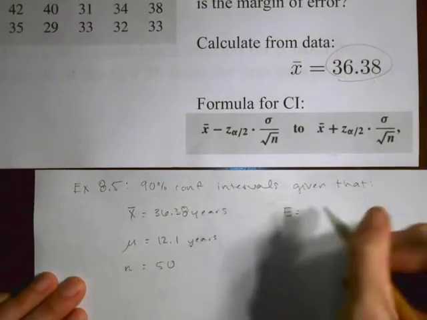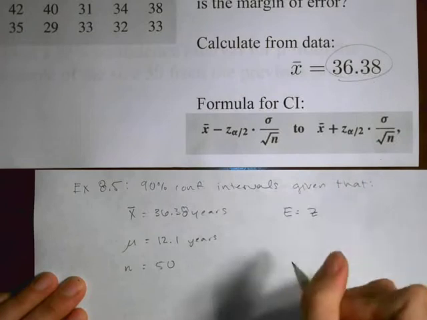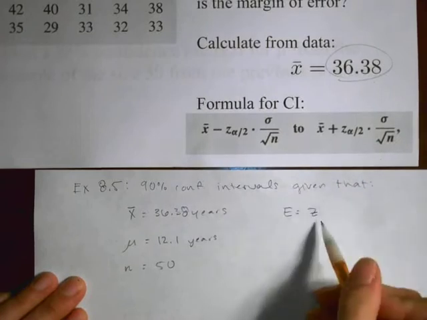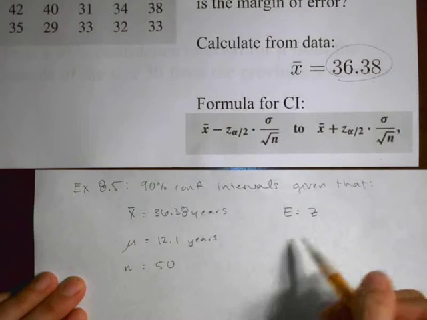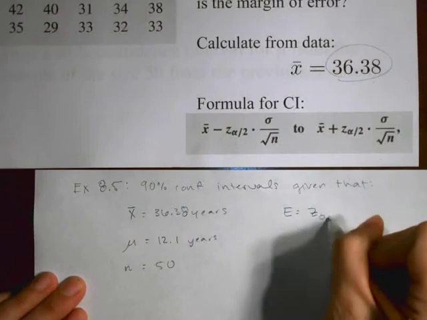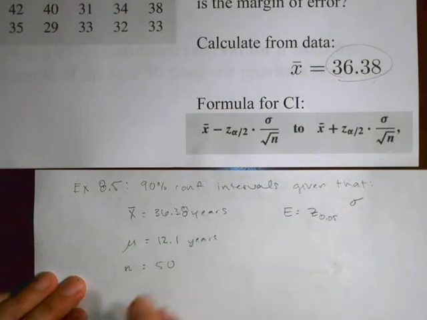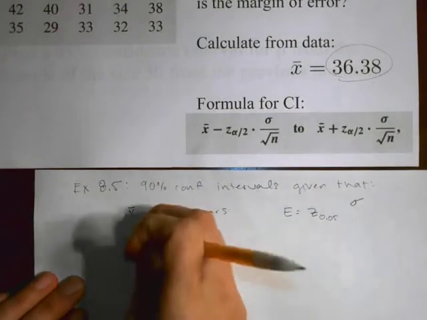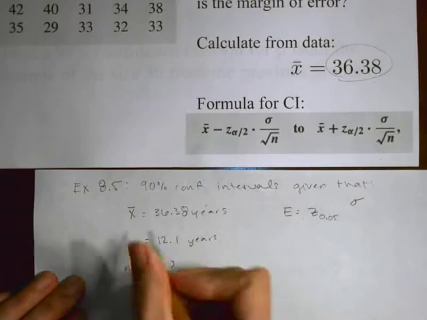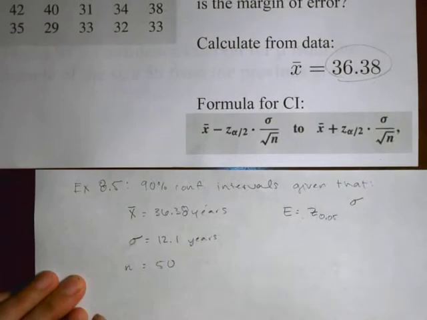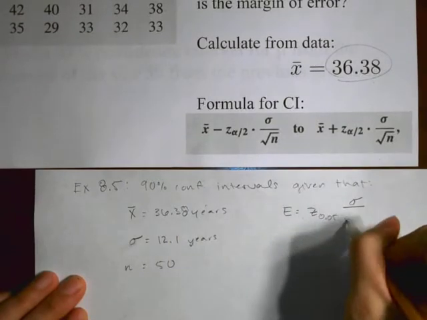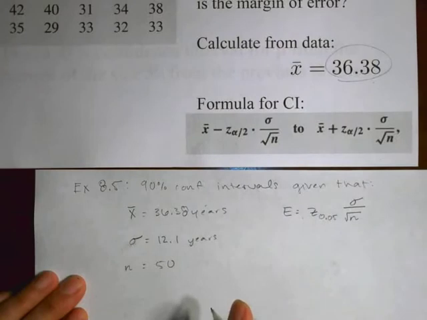So now let's calculate the margin of error. So the margin of error, E, is Z of alpha over 2. Remember we said alpha is 0.1, so Z of alpha over 2 is 0.05, times the population standard deviation. Whoops, see how I wrote the wrong thing there. Mu is the population mean, not the population standard deviation. That should be a sigma, divided by square root of n.